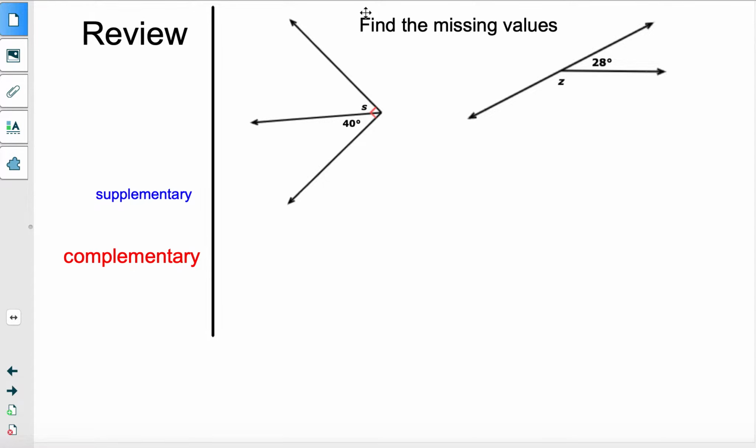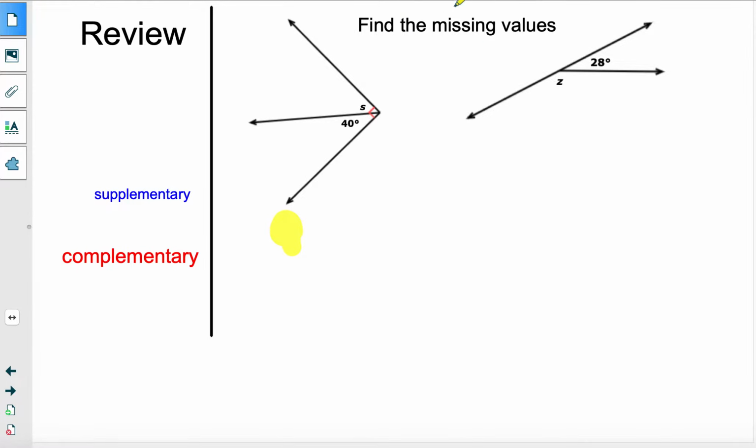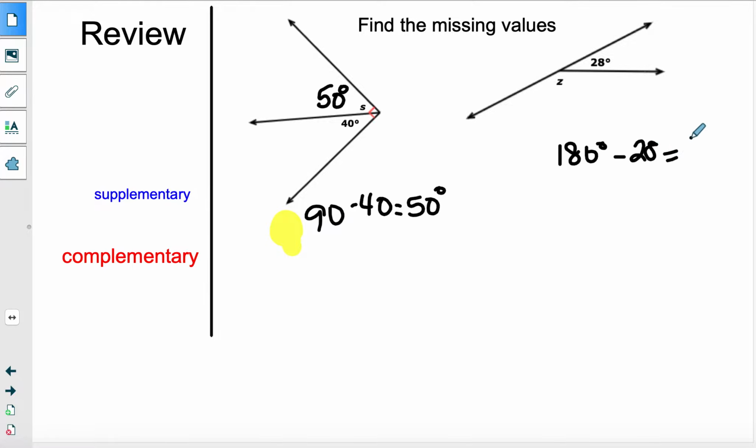So we know this is 90 degrees. So we would take, whoa, I'm in a highlighter. So let's take 90 degrees minus my 40, and that would give me 50 degrees. So this angle right here is 50 degrees I could fill in. Well, this is a straight line, and all lines are 180 degrees minus my 28, and that would give me 152 degrees. So this is 152 degrees.